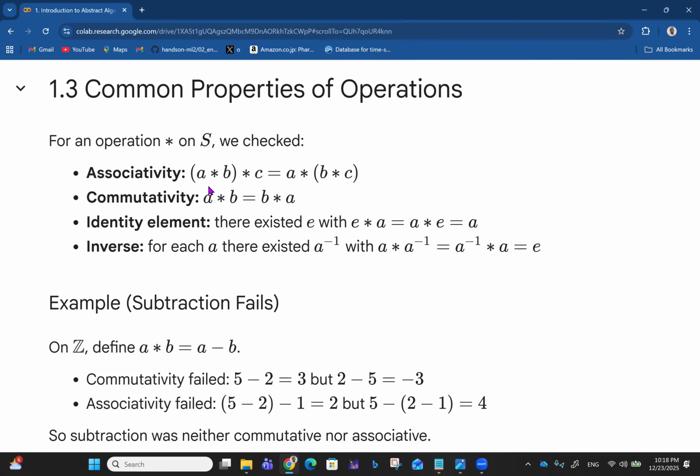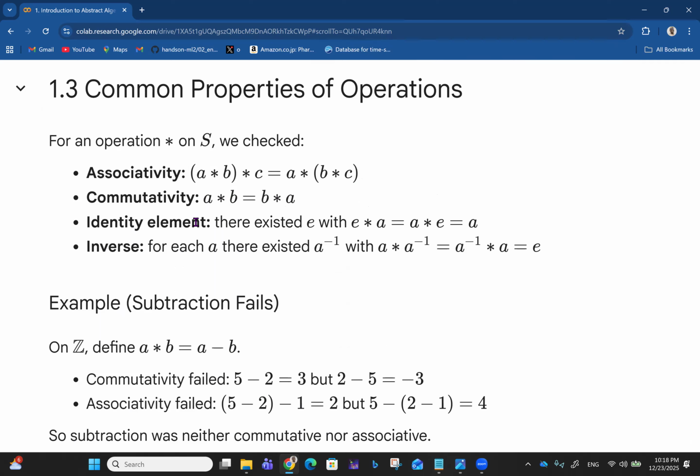Then for commutativity, A star B is equal to B star A. Addition is commutative, multiplication is commutative, over the whole real number set for sure. So for instance, 2 plus 3 is equal to 3 plus 2, and 2 times 3 is equal to 3 times 2. That's the idea of commutativity.